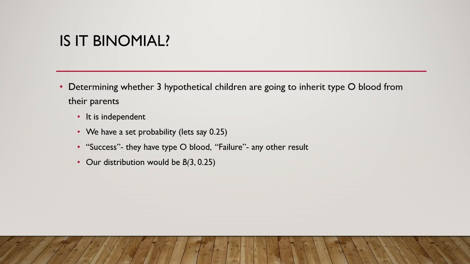We have a set probability, let's say 0.25. We have a success and a failure. Success is they have type O blood. Failure is anything else, AB, etc. So yeah, it's pretty binomial. So our distribution here would be B(3, 0.25).